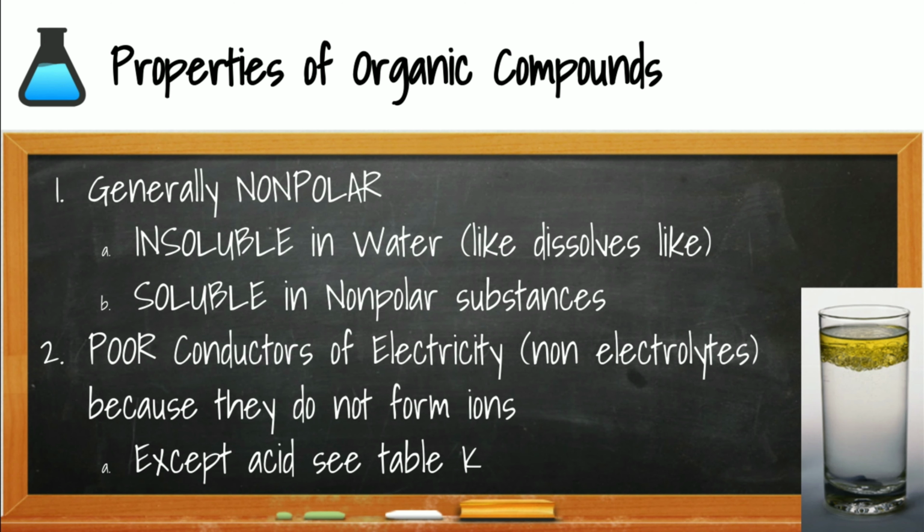Organic compounds, like most covalent compounds, are non-conductors of electricity because they don't have free-moving ions. Now, there is an exception if you have an organic acid like acetic acid found on reference table K.